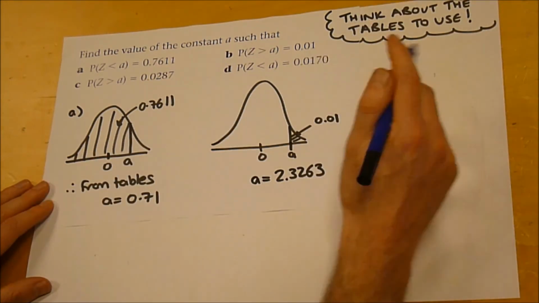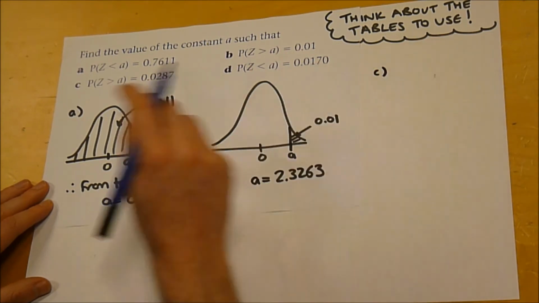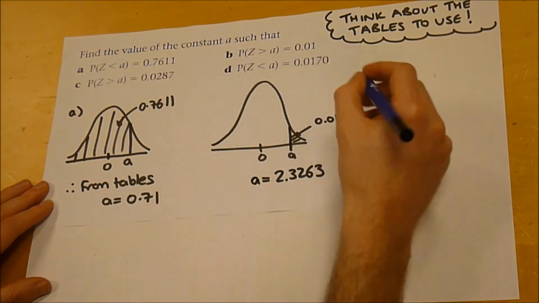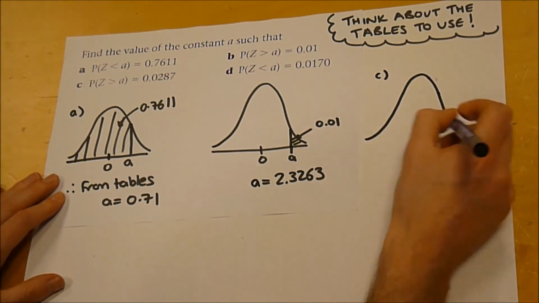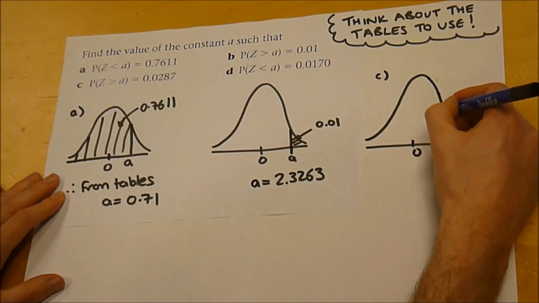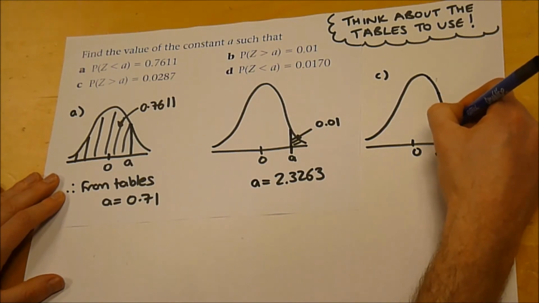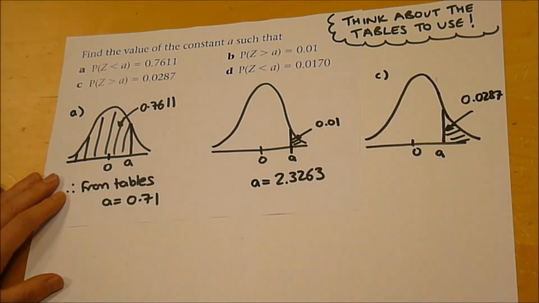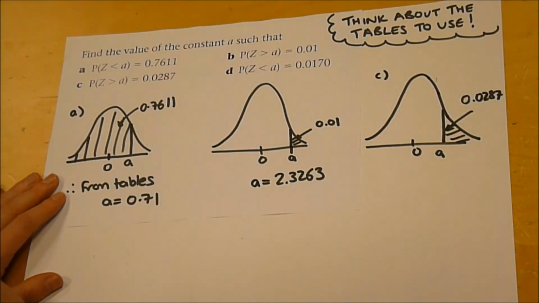Right, let's have a look at part C then. So, part C, we want the probability that Z is bigger than A is 0.0287. So that is again a probability that's smaller than 0.5. So if we want Z to be bigger than that, A is going to be here, and this is going to be 0.0287. Okay, that picture's right because this isn't bigger than 0.5. It's not over this side.